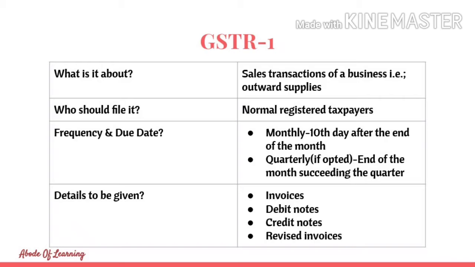Means if you are someone who opted for monthly return, then by 10th of October you have to file GSTR1. If you are someone who opted for quarterly type, then the quarter is July, August, September. So by end of October you are supposed to file GSTR1.